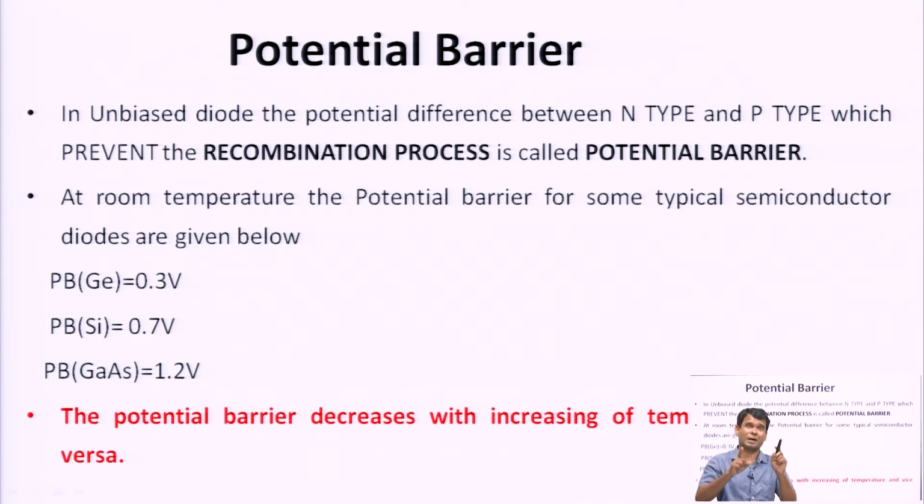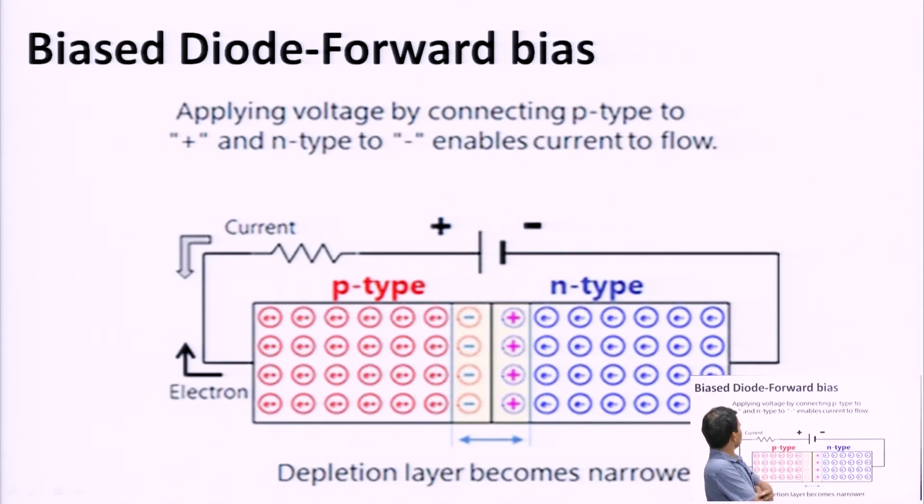At room temperature, conditions applied here. At different temperature, the potential barrier will be changed. Okay guys. Now question arises, to start the recombination process, what should we do?